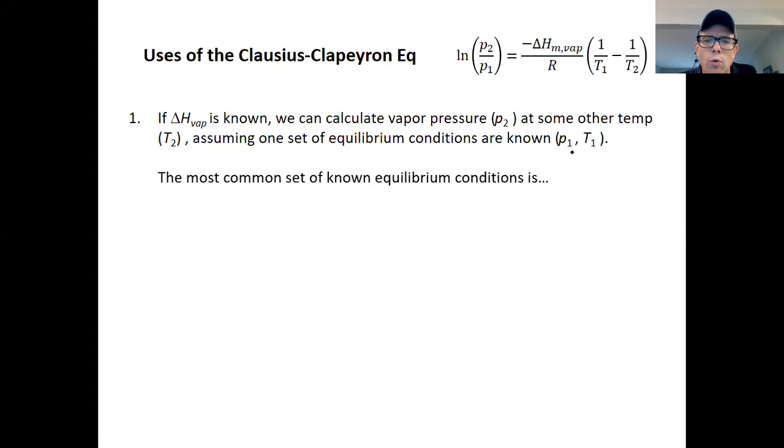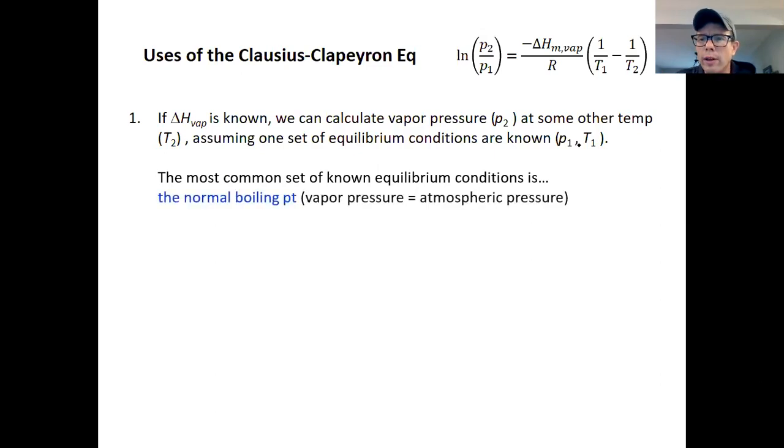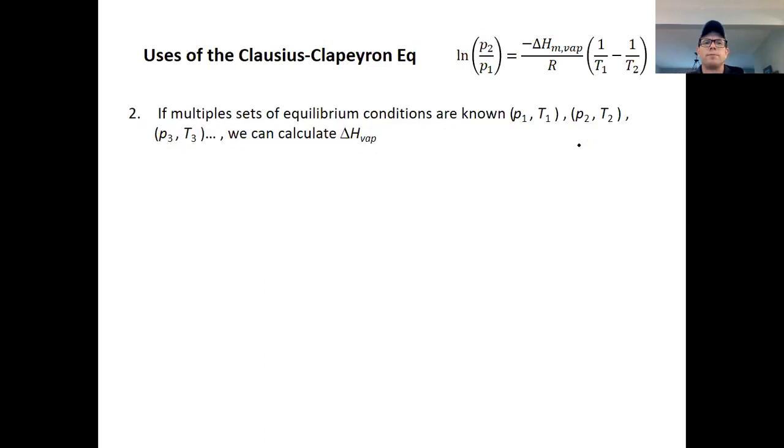And it turns out there's one which is almost always known. Right? The most common set of known equilibrium conditions is, anyone? I see a hand in the back. It's the normal boiling point. Right? If you know the normal boiling point, the temperature at which it boils when atmospheric pressure is 1 atm, you have one set of conditions. That's one use of the Clausius-Clapeyron equation.